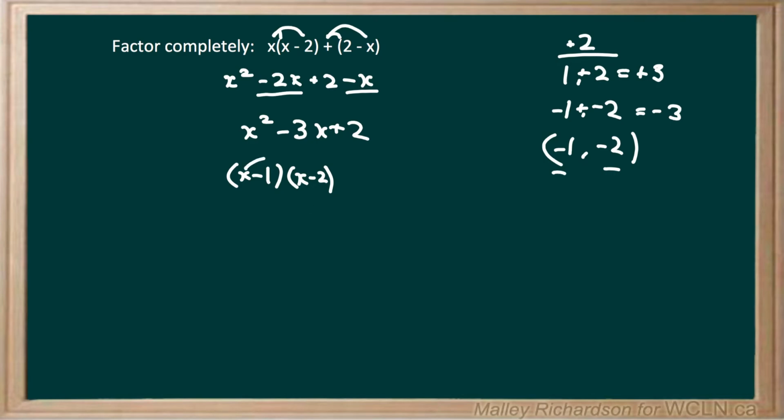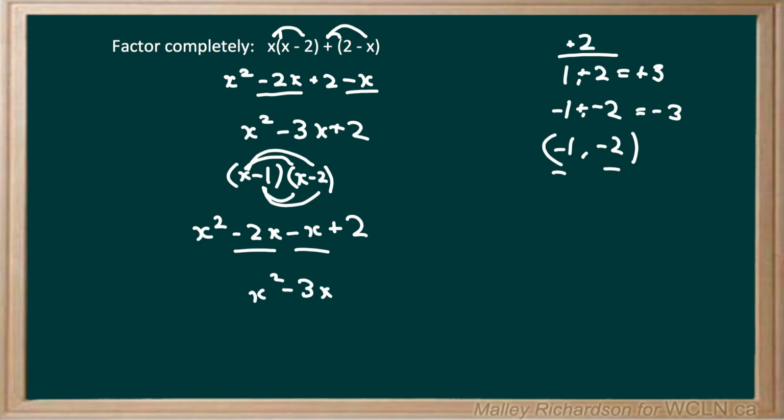So we're going to take this x and multiply it by everything inside the second bracket. x times x gives us x squared, x times negative 2 gives us negative 2x, and now we're done with this x and we move on to our negative 1. Negative 1 times x gives us negative x, and negative 1 times negative 2 gives us positive 2. Grouping together our like terms, we get x squared minus 3x plus 2. This answer was the same as the polynomial above, so that means our answer of (x − 1)(x − 2) was correct and was our factored answer.